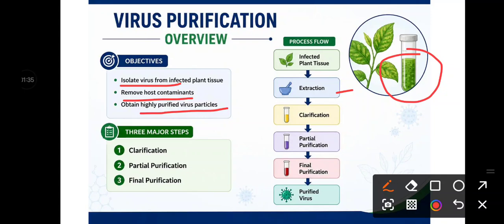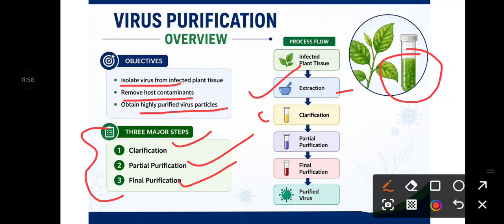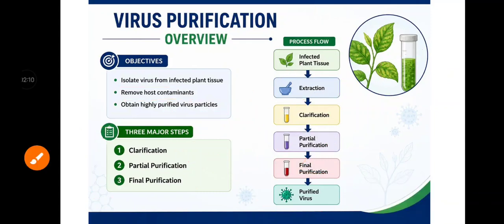This virus purification actually contains three major steps: clarification, partial purification and final purification. So in total, the isolation, extraction and purification of plant viruses include extraction, clarification, partial purification, final purification, and ultimately we will get the finally purified virus. Let's discuss all these steps in detail.